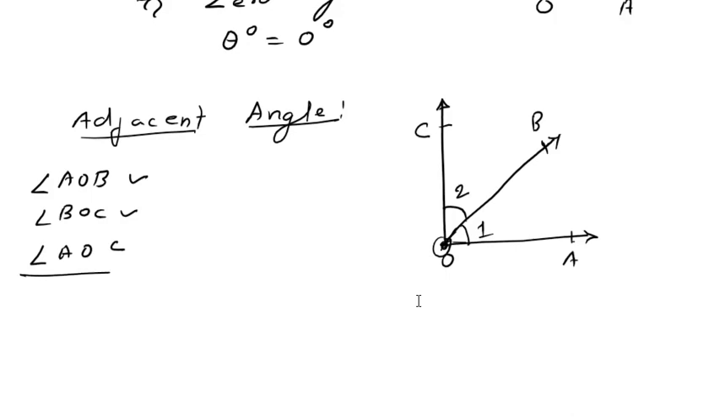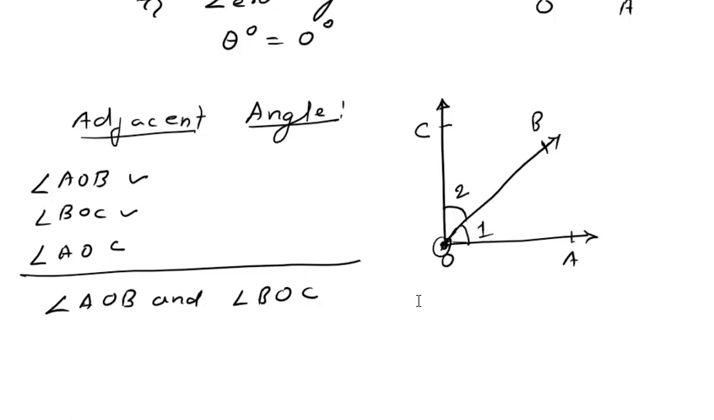Okay. So by that definition, angle AOB and angle BOC, they are adjacent angles.